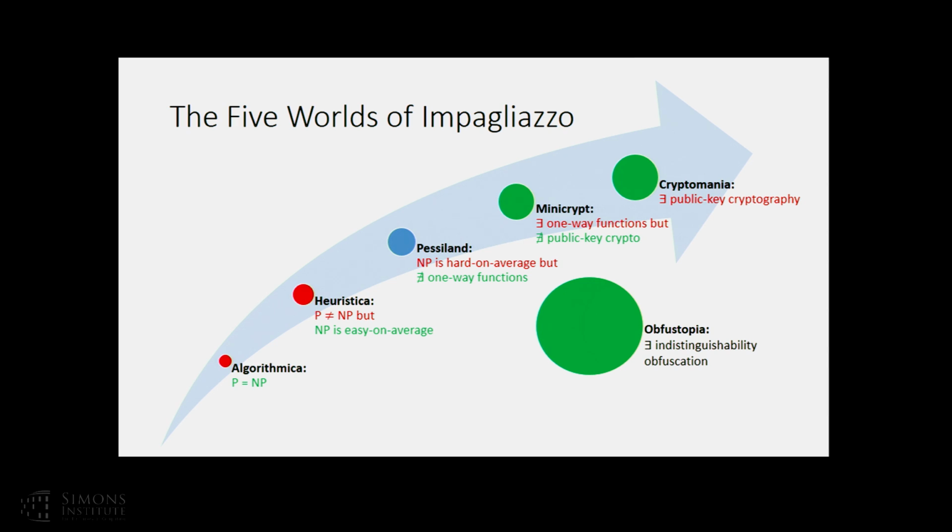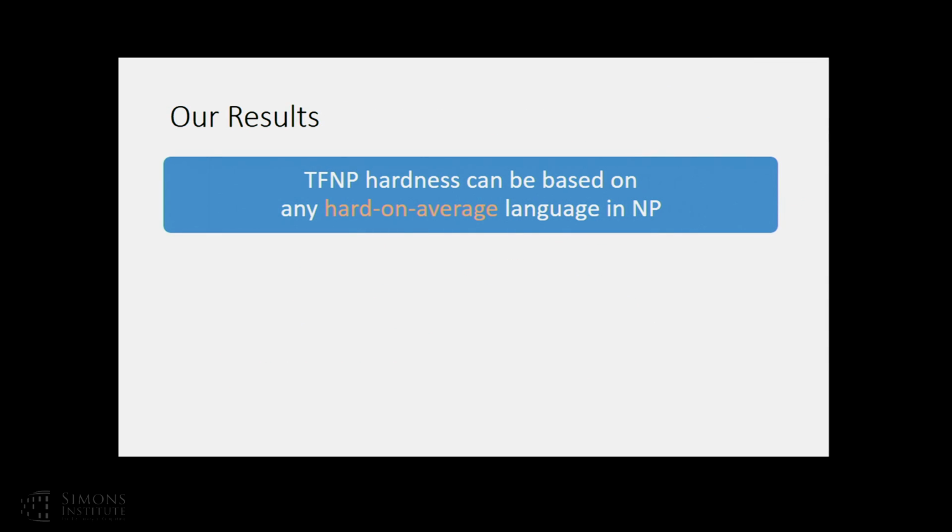And we have the barriers. Of course, in Algorithmica, we cannot have TFNP hardness. And in Heuristica, we showed before that it's also not likely to get TFNP hardness. So Pessiland is still open here, and now I can state my result.